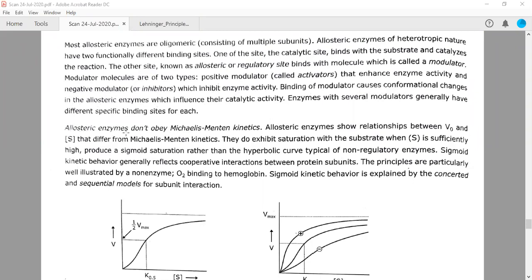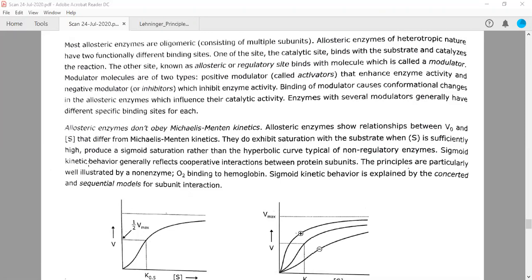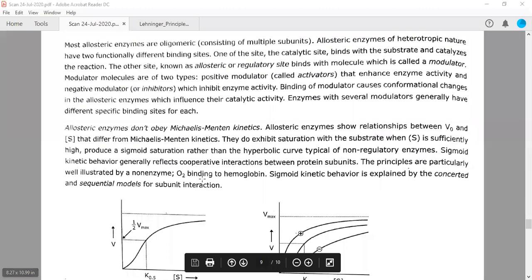Now the allosteric enzymes do not obey Michaelis-Menten kinetics. This you need to underline, they do not follow the equation, and therefore the plot cannot be derived from the data of the allosteric enzymes. Generally, they have this S-shaped kinetics. They do exhibit saturation with the substrate when the substrate is sufficiently high, and produce sigmoid saturation, the S-shaped curve, rather than a hyperbolic curve typical of non-regulatory enzymes.